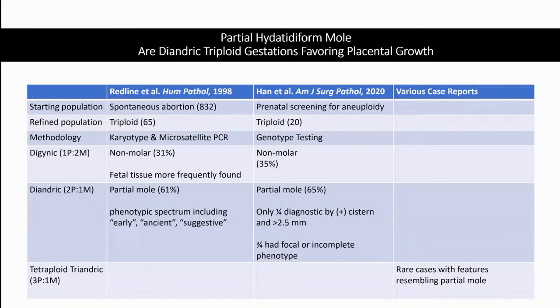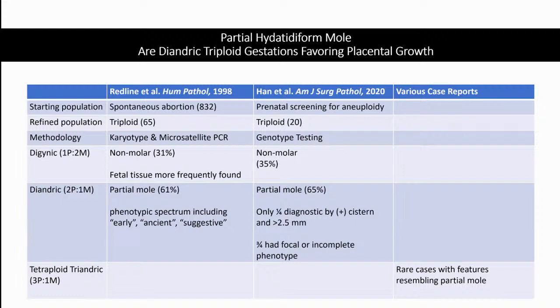So partial moles are diandric triploid gestations, and they favor placental growth. The whole point of moles is proliferation of trophoblasts at the expense of the fetus. This is basically the same study that was done by two different groups in two different eras. Ray Redline's group did it in the late 90s.